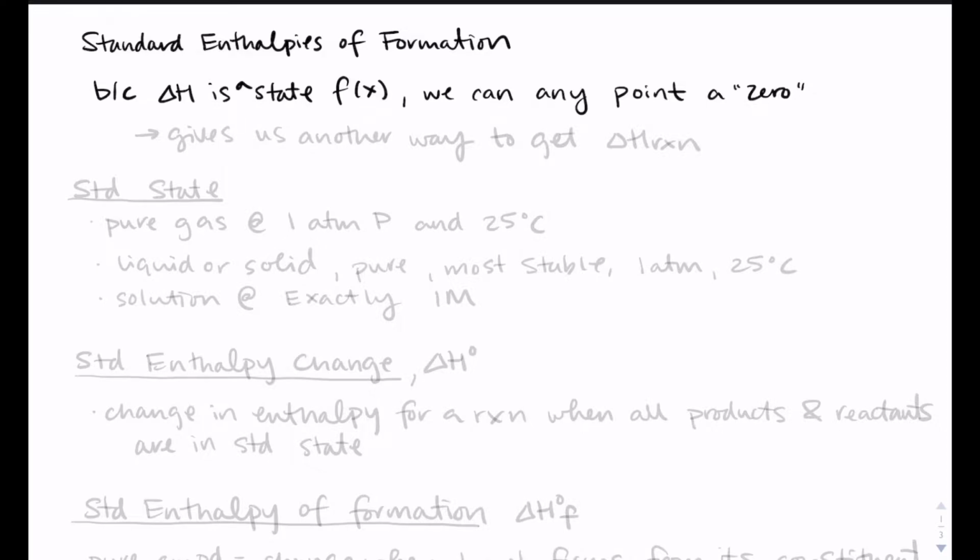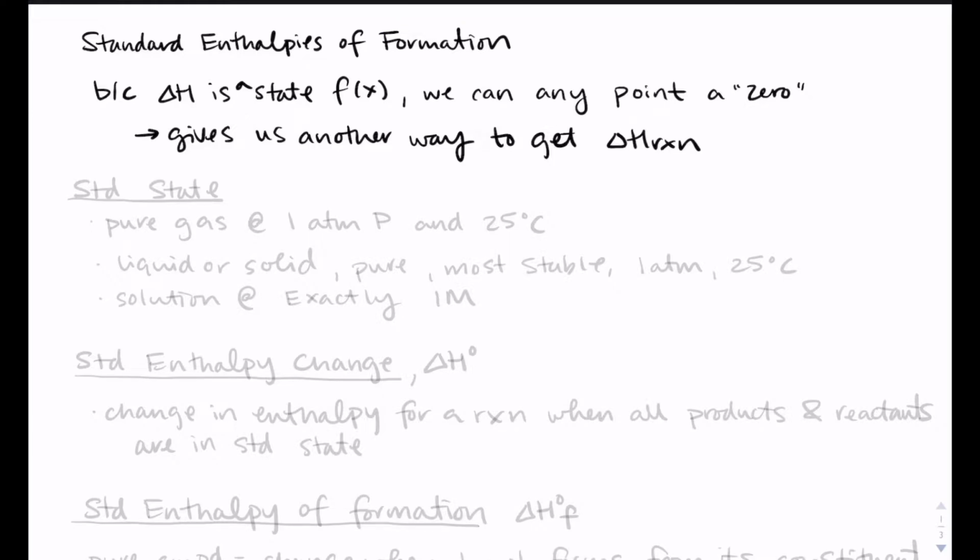So, all of this hinged around delta H being a state function. So we can call any point our 0 point. And we've chosen a reasonable reference called the standard state that gets used in the same way across different variables. So we've chosen a reasonable 0 point. This will also give us another way to get delta H reaction. So our 0 point is the standard state.